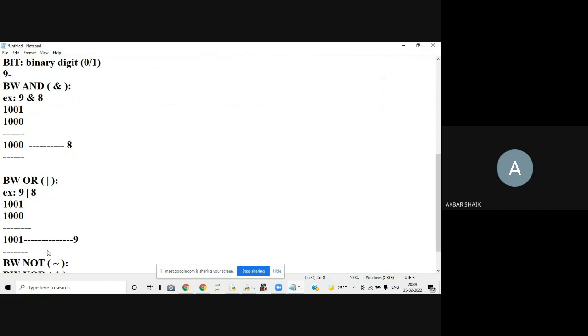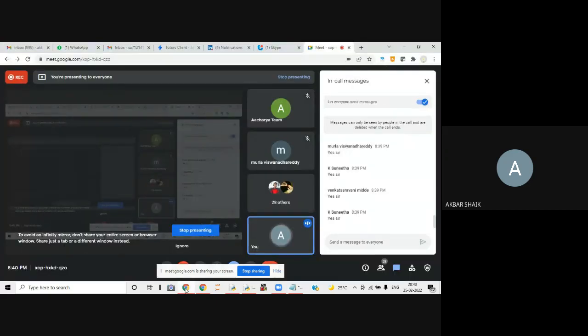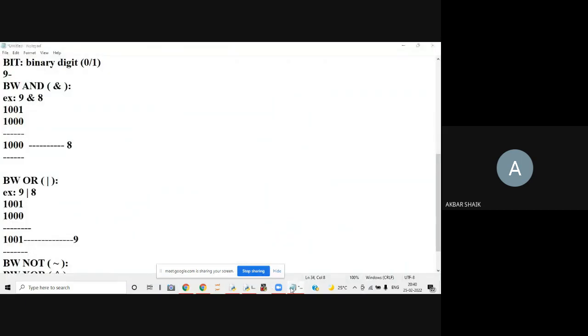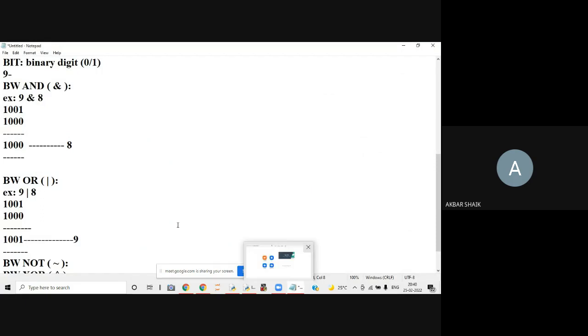I hope all of you are getting it. Please respond if you are not understanding. I'll explain once again how we get bitwise AND and bitwise OR. Okay, what are you not understanding, Sai Kiran? If you are familiar with logical OR, what is logical OR? Otherwise, I'll write it down here.